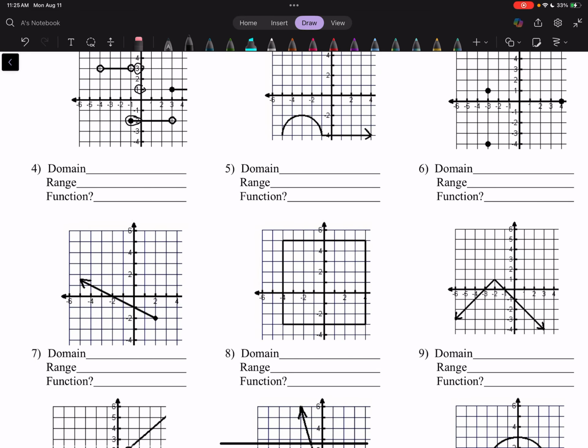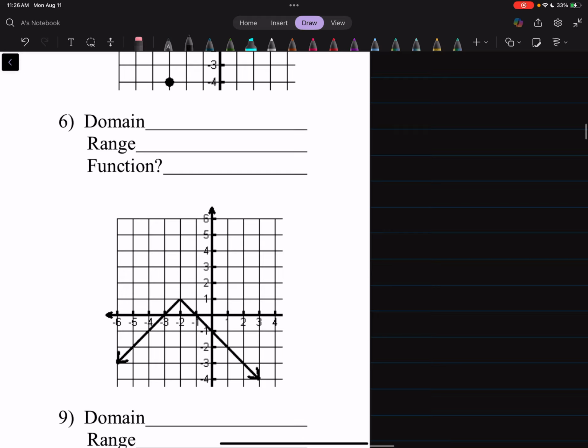All right, let's look at the second row. I want to do number 6.